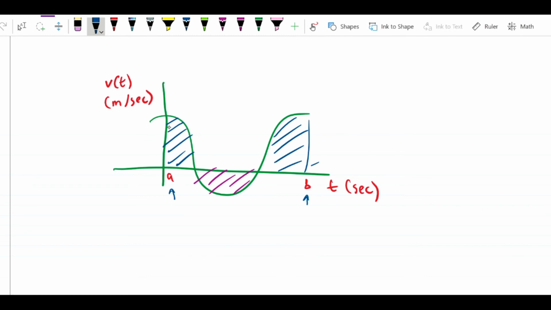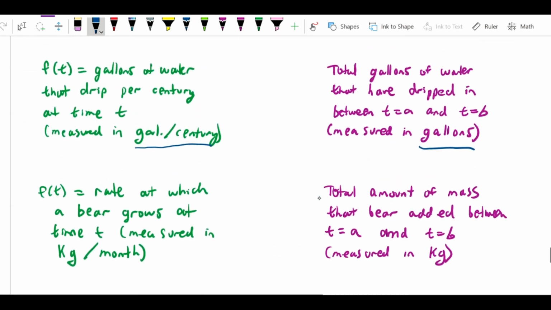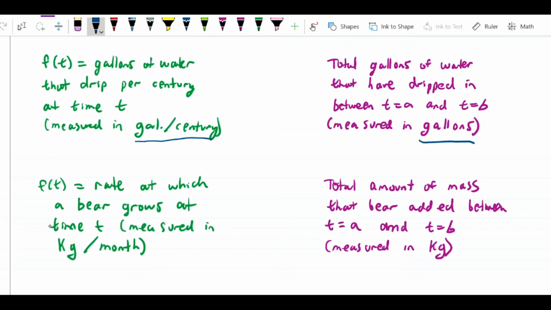As we can see, we're going to be advancing somewhat, increasing our displacement in the positive direction. Then for a little bit of time, we're going to be changing our displacement in the negative direction, which means we're subtracting some displacement. Then we go back to a positive velocity, increasing our displacement in the positive direction. We add all that up and we find out how much the object added to its displacement between time equals A and time equals B. So if you go back to these examples, it's the same thing. If you add up the area under a rate of change function, what you get is a total amount of change.